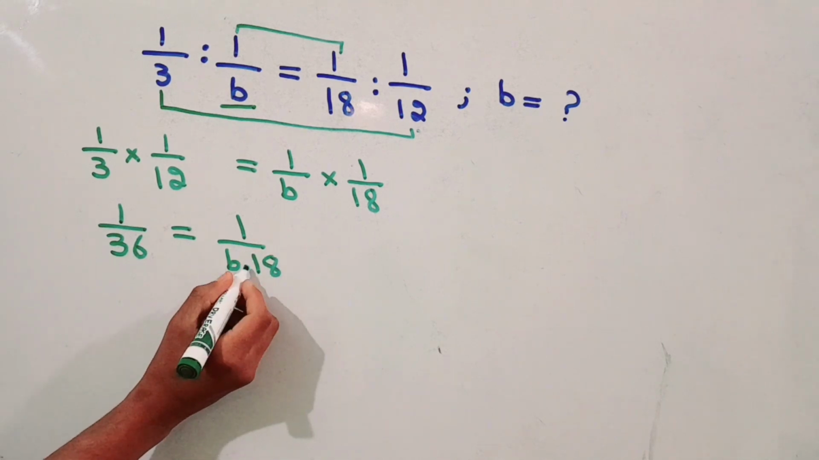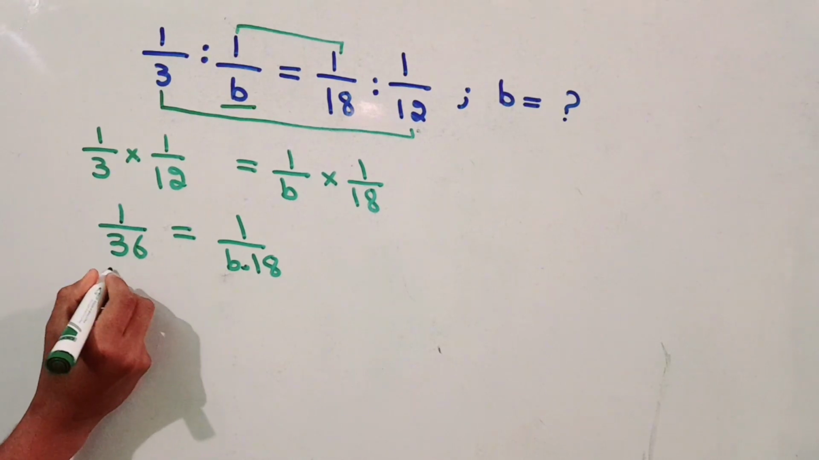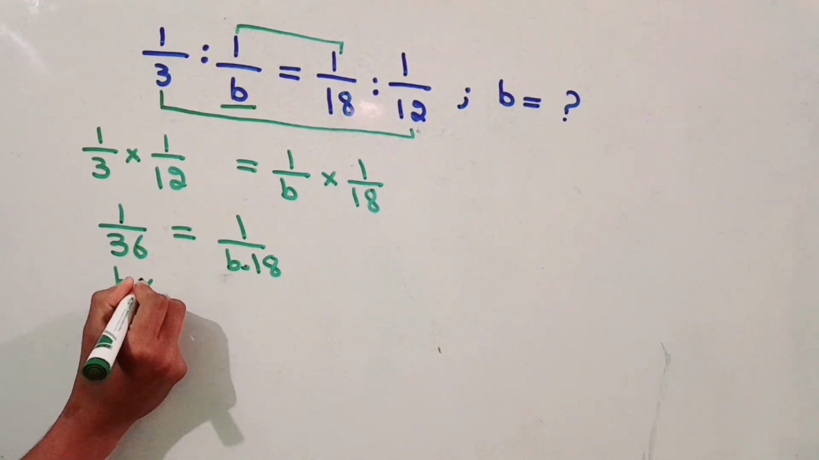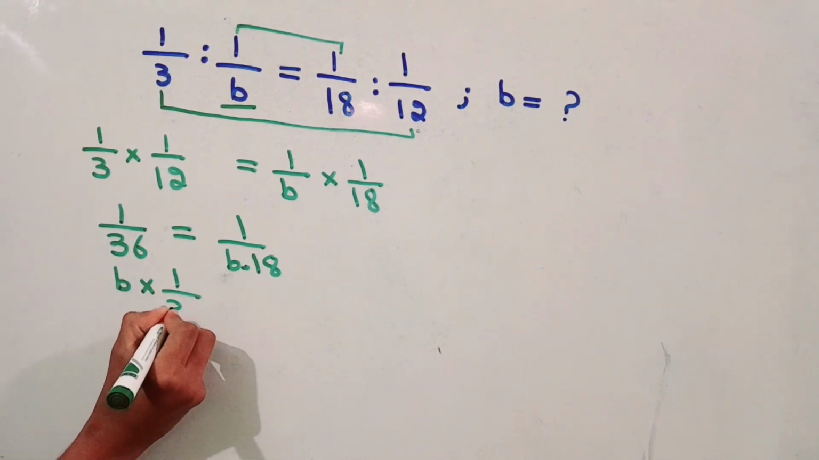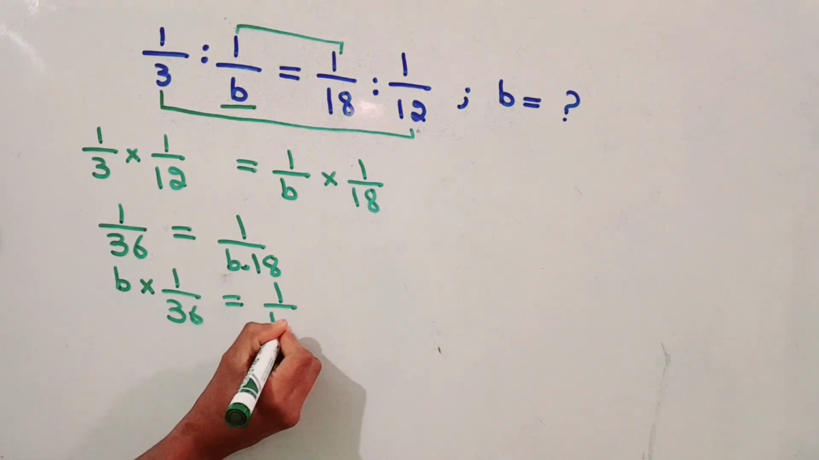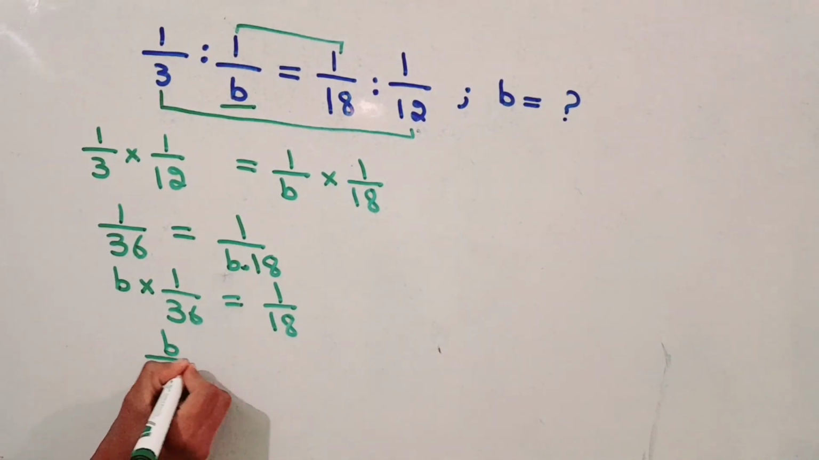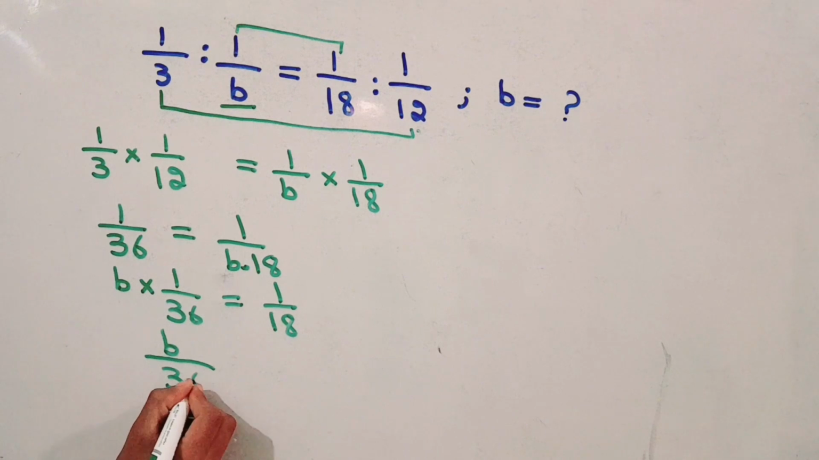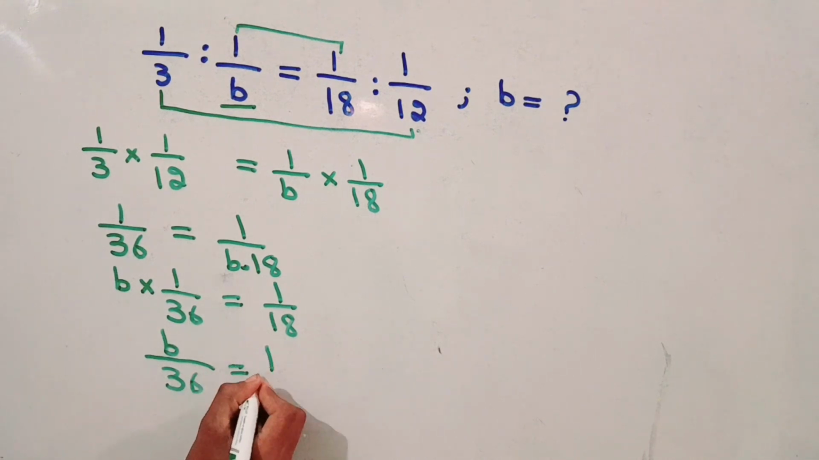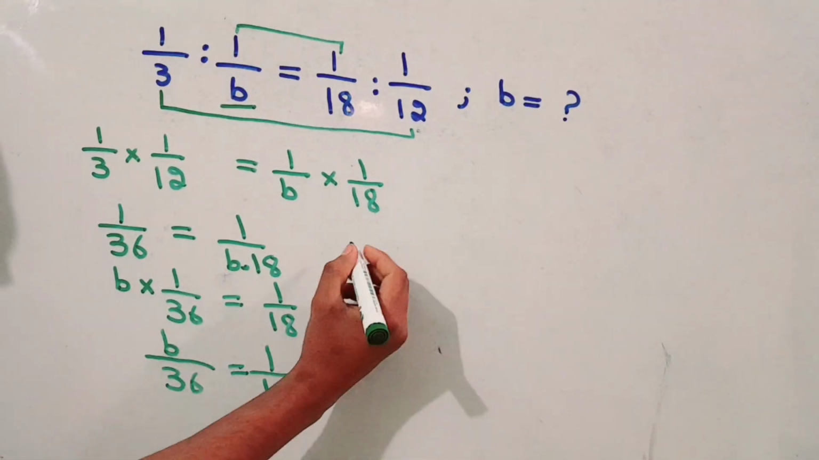So now b is in division, we change the b to the opposite side, it becomes b multiplied by 1 upon 36 is equal to 1 upon 18. So now it becomes b upon 36 is equal to 1 upon 18. So now we change the 36 to the other side, it is divide, it becomes multiply.